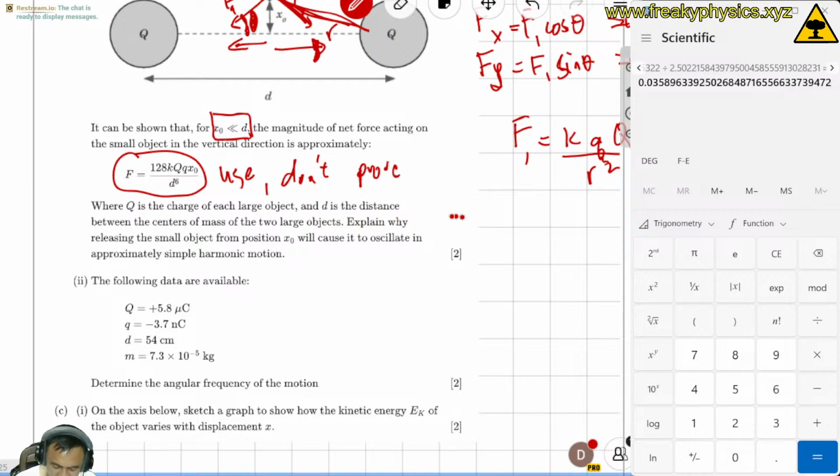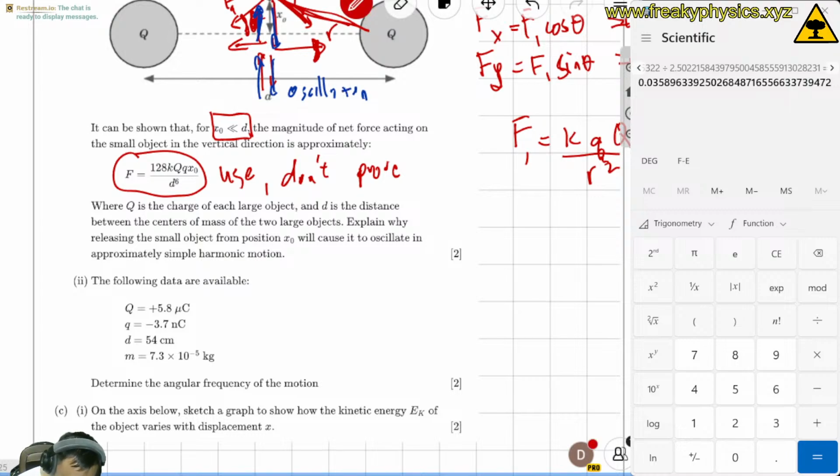Why would this be SHM? If you think about this, we'll reason it out here again. The force is basically going to just go that way, and that way again, then that way. That's how it's going to oscillate, right? So let's change colors. Oscillations again going that way, that way, that way. Now, why is it simple harmonic motion?